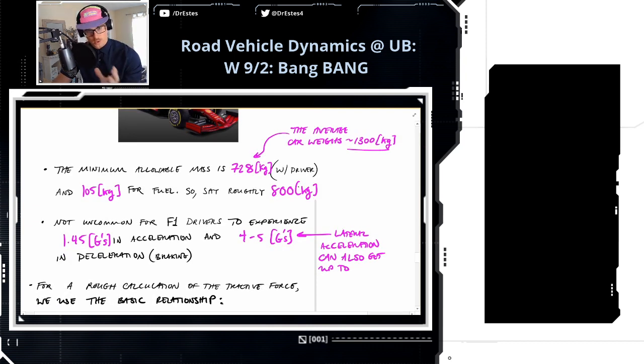Now, when they go into corners, we have this lateral acceleration come in, which is like the side-to-side acceleration, and that also gets really intense, maybe even more than braking, because that can get up to like 5 or 6 Gs.